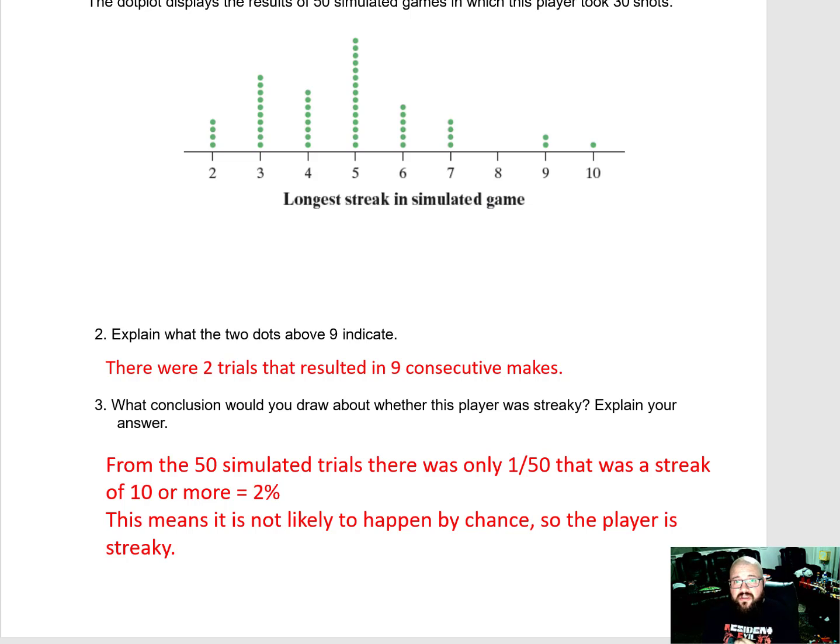So if the percentage is lower than 5%, which in this case was 2%, we reject the null hypothesis and accept the alternative. Since he was only 2%, which is less than our significance level of 5%, we reject the null as far as him being a regular player, and we say he is a streaky player. That's why it's not likely to happen by chance. If his percentage had been 8%, then we would have accepted the null hypothesis, saying this player is just the average player and is not streaky.